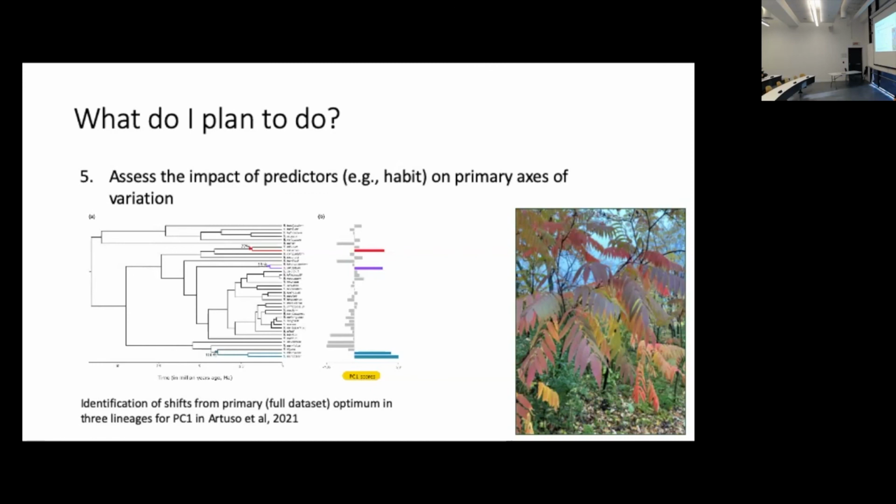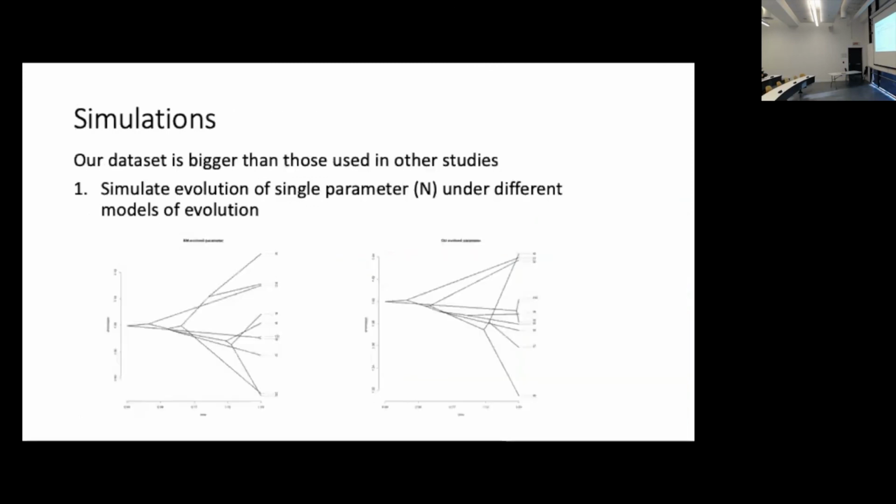So that's all I have for the analysis so far, but I'm also doing some simulations, partly because our data set is so much larger than the morphometric data sets, just to make sure that it works as expected. The first step of this is to simulate the evolution of a single parameter. I'm going to be using the structure parameter under different models of evolution. On the left, you can see the Brownian motion model, and on the right is the OU model, where I've simulated this structure parameter for a 10 taxon tree.